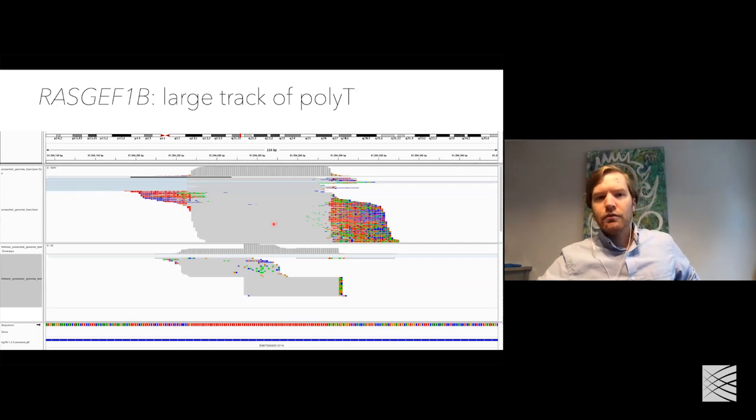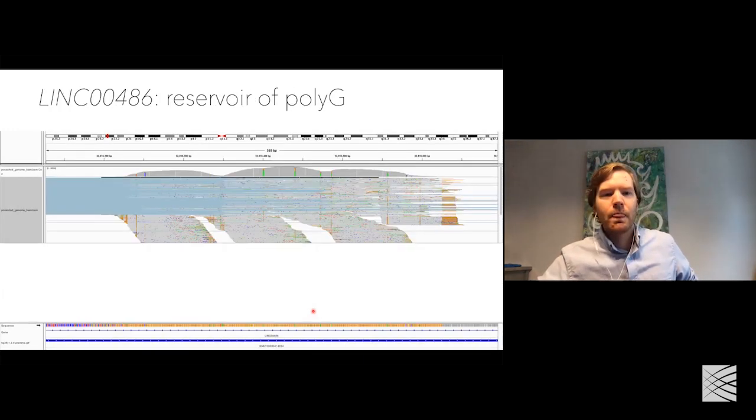Another example, this gene ROSJEF1B, another region that is poly-T in the genome. And you see again, 10,000 reads aligning to that spot. Another example, LINC00486. You see this one pop up because it's a huge region of poly-G. All these reads that you see just have tons of Gs and they just get aligned here.